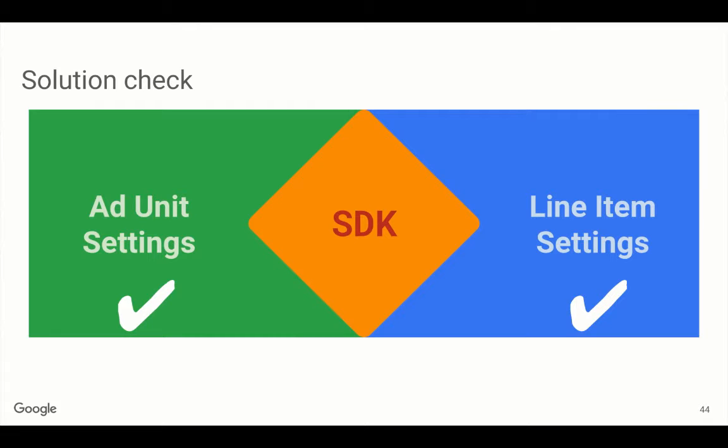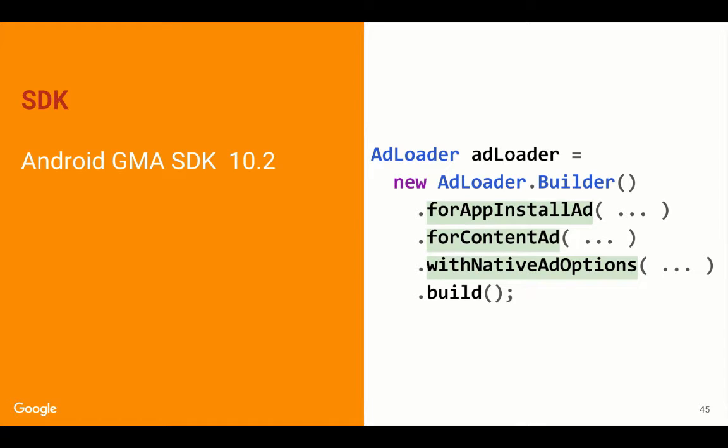Let's take a look at some new code in the SDK. In the current version of the Android GMA SDK, you can use the ad loader class to load only native ads. In this code snippet, I'm using the nested builder class to build a new instance of the ad loader. The new instance is set up to load native app install and native content ads.